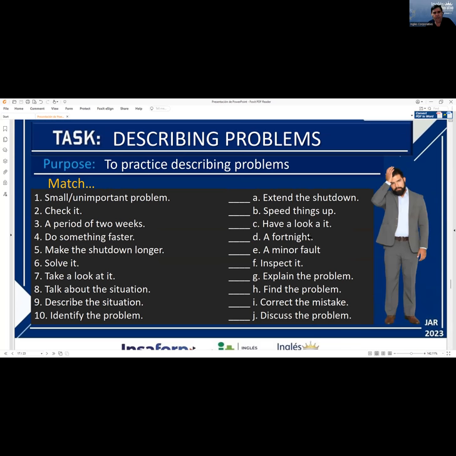Small and important problem. Minor fault. Check it. Have a look at it. A period of 2 weeks, a fortnight. Do something faster. Speed things up. Make the shutdown longer. Extend the shutdown. Solve it. Correct the problem.